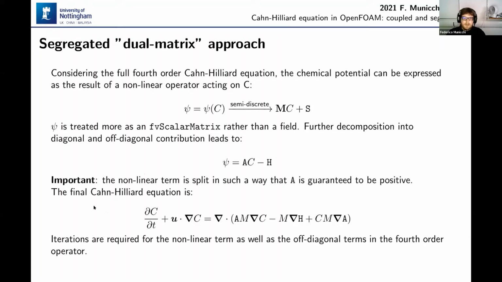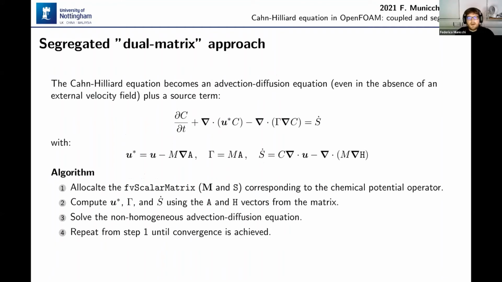Because when you substitute this back in the Cahn-Hilliard equation, you get an equation that looks like this. It might look quite complicated, but in the end, it's just a simple advection-diffusion equation with a reaction term. So even if you don't have a flow field in your system, you still have an advection term given by the gradient of this A, this diagonal, which as I said depends on C squared. And you also have an effective diffusivity. So you end up with a second order equation, something very classic that you can solve in OpenFOAM quite easily.